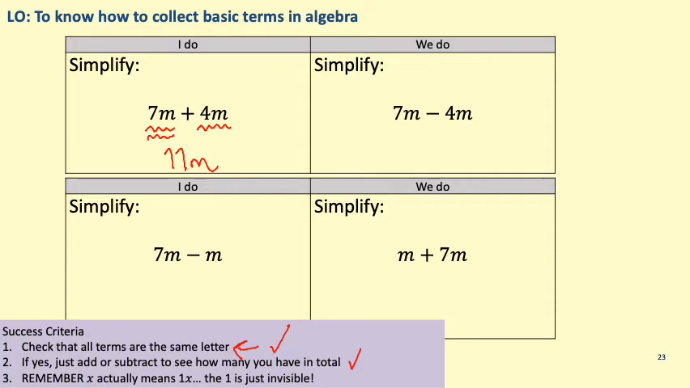So for our next I do, we've got 7 lots of m, and then we take away 1 lot of m. So we go down on our number line, so it's just 6m. So pause the video now and give yourselves a minute to try and solve these two we-dos.